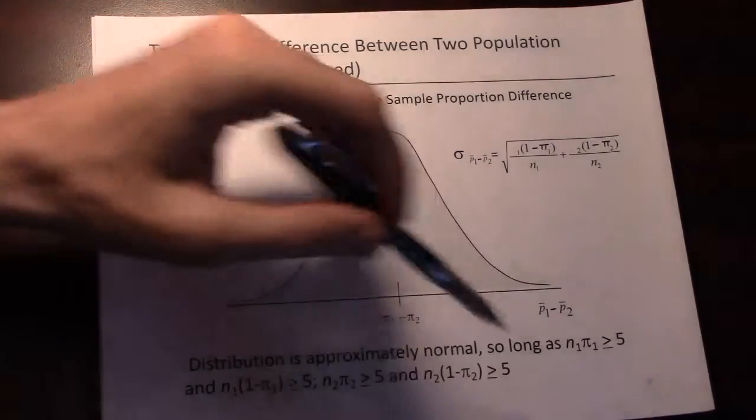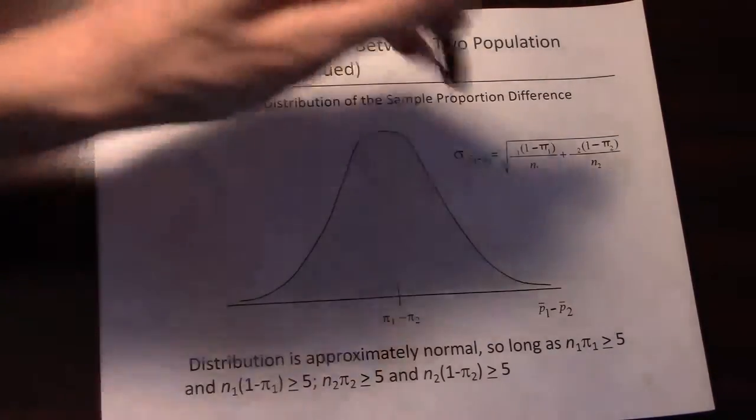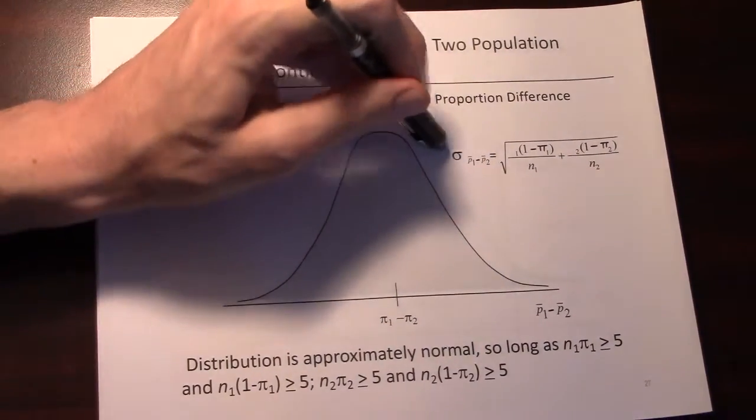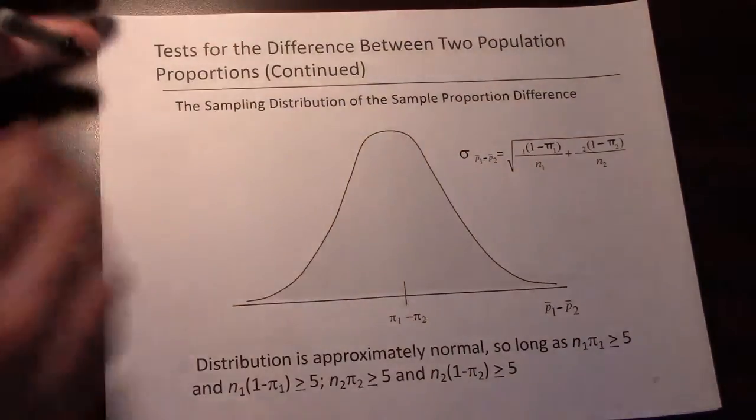Okay, and this distribution is normal as long as we use a good sample size, and the standard deviation is, as we learned a couple classes ago, this formula right here. All right.